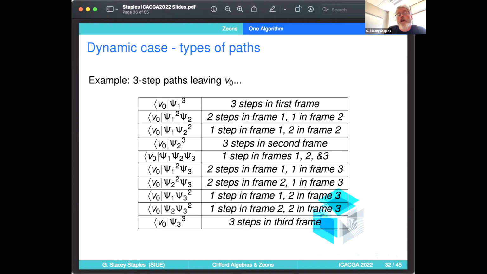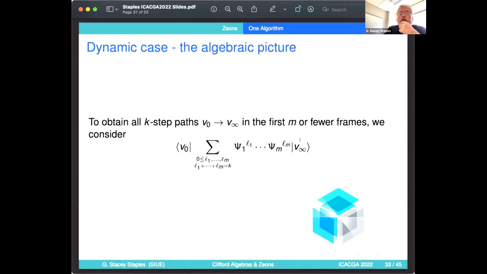So here I could take 1 step with the first topology. The topology changes, I take the second step from wherever I left off in the first one. And in the third step, I take it in the third topology. So these are all those sorts of possibilities for taking 3 steps. And so to obtain all k-step paths from V0 to V infinity, in the first m or fewer frames, I consider all the ways that I could take steps in those m frames, m different graph topologies from V0 to V infinity.